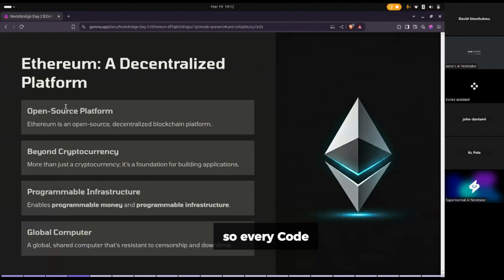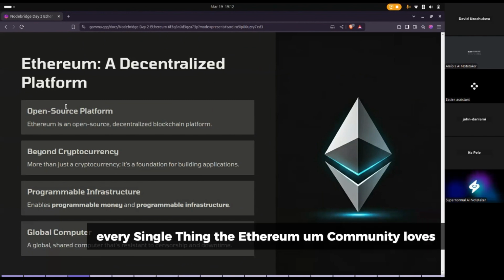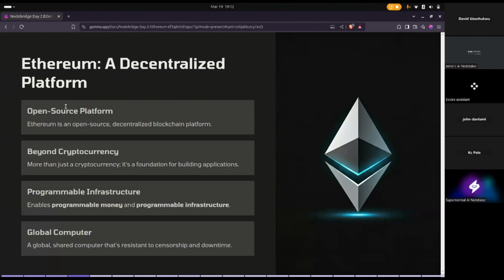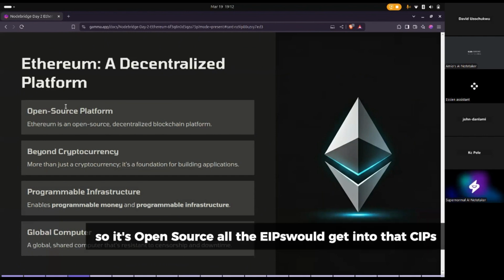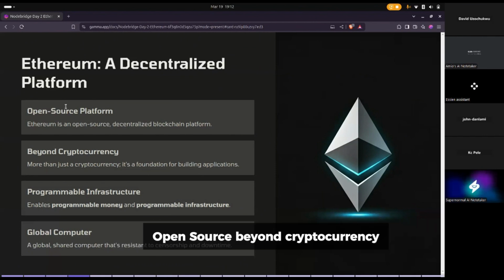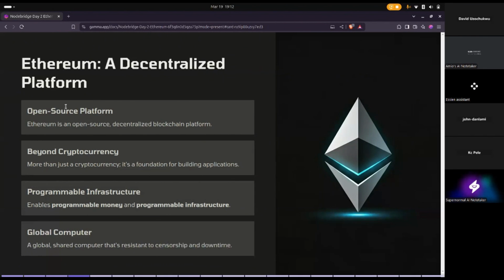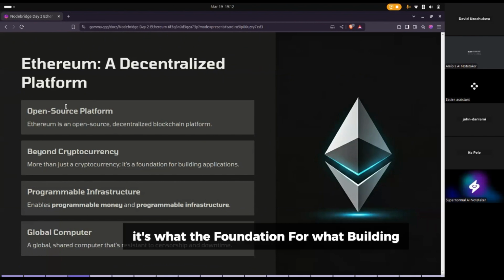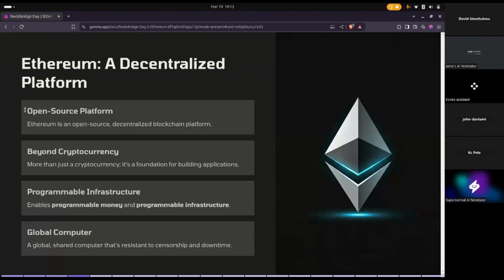Ethereum is an open source decentralized blockchain platform. Every code, every single thing, the Ethereum community loves open source projects. All the EIPs, every other thing in the Ethereum blockchain is open source. It is more than just cryptocurrency; it is the foundation for building applications.